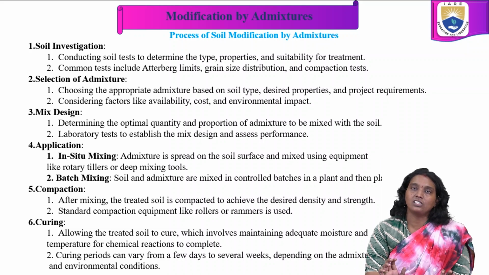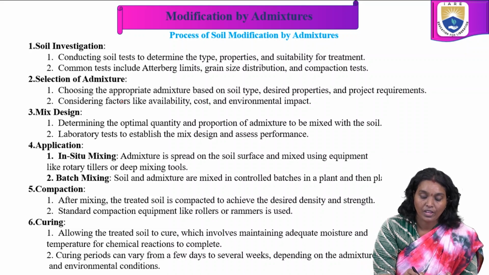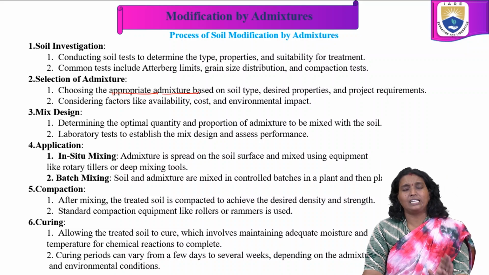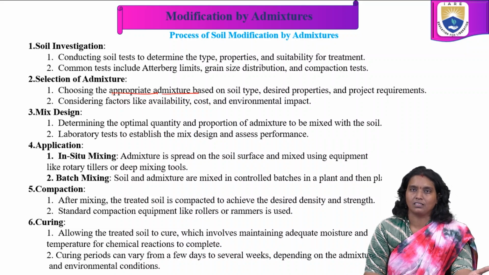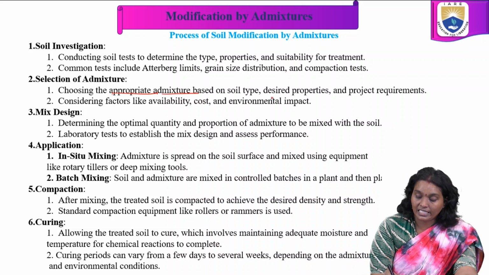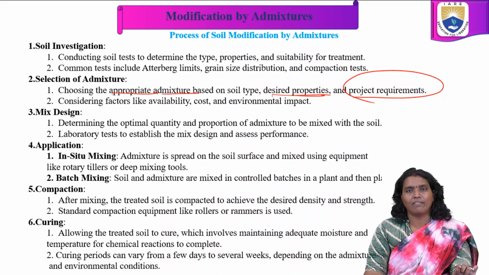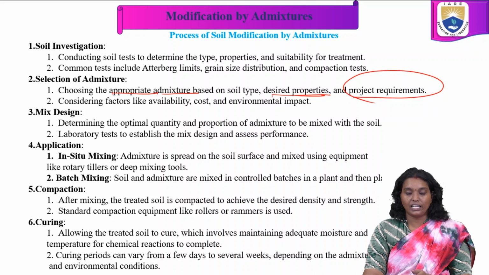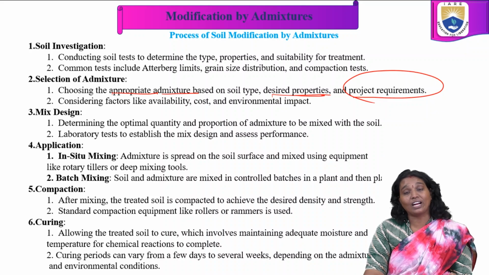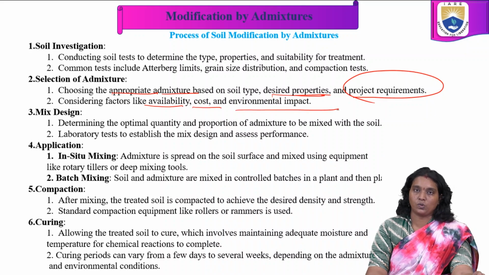Coming to the selection of the admixture, first we have to choose the appropriate admixture. It depends upon the previous step, the soil investigation, as well as the project requirements, that is, the desired properties for the required project. This is a very important step in the selection of the admixture. We also have to consider factors such as availability, cost, and environmental impact.